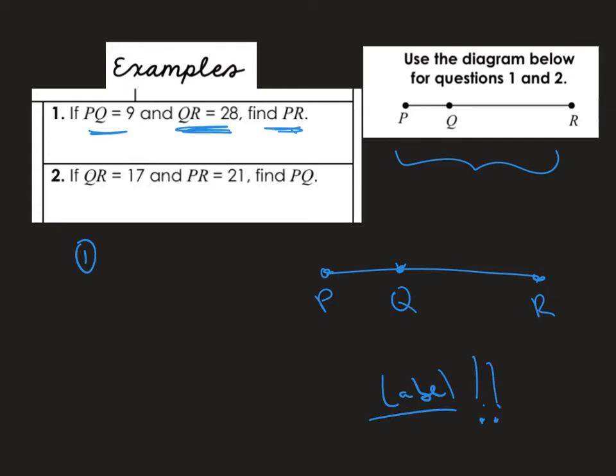So PQ is equal to 9. So I'm going to say, okay, you know what? This is equal to 9, and QR is equal to 28. And I need to find PR. So that is what I'm looking for. Well, obviously, that's that added up.